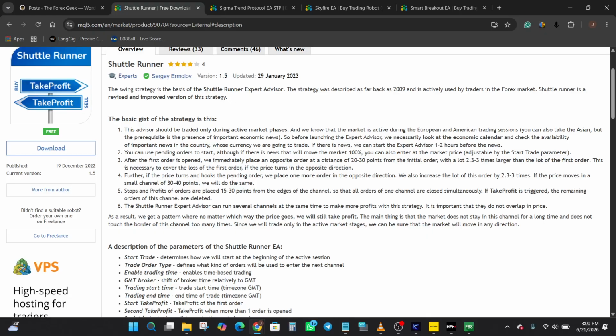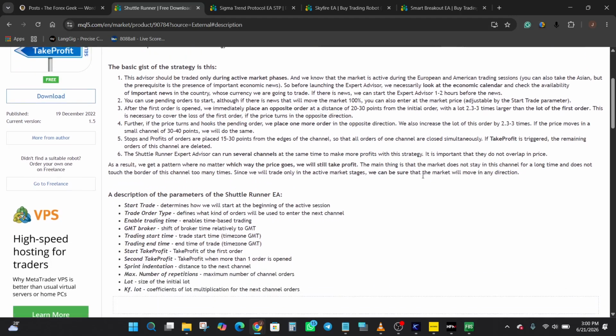The EA can begin either with pending orders or direct market orders, depending on the start trade setting. After the first position is opened, the system places an opposite pending order a specified distance away using a larger lot size than the original position. The goal, according to the developer, is to offset losses if the market reverses direction.